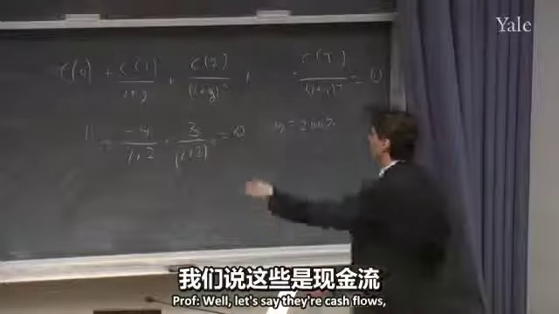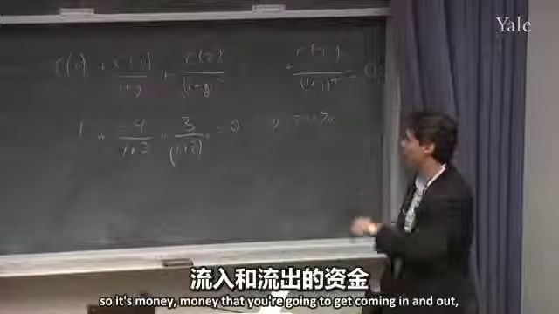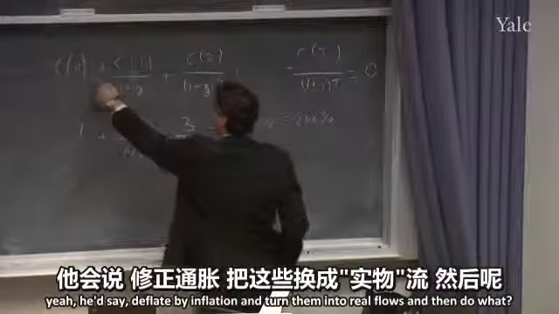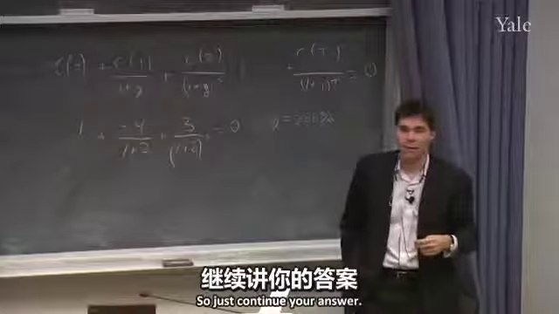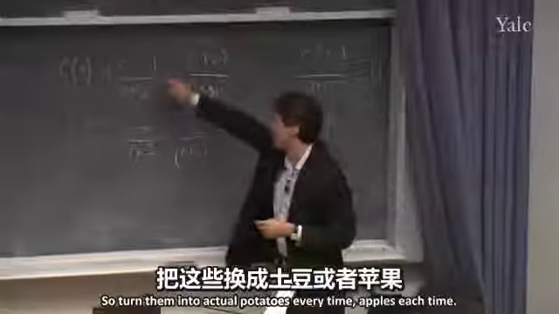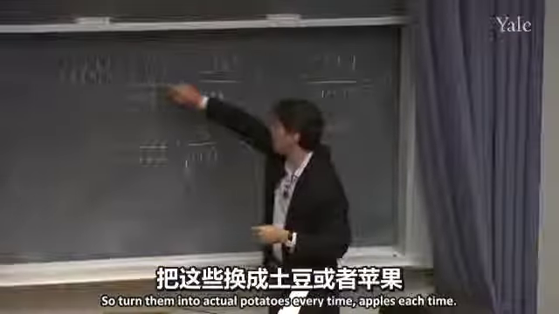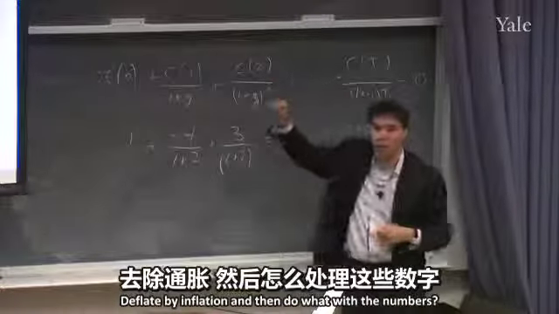Well, let's say they're cash flows, so it's money that you're going to get coming in and out. He'd say deflate by inflation and turn them into real flows, and then do what? So just continue your answer. So turn them into actual potatoes every time, apples each time, deflate by inflation, and then do what with the numbers?